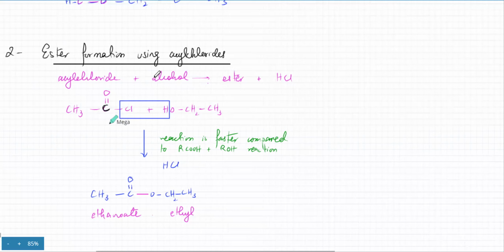This carbon over here, the one that you see in the acyl group, has a very strong positive charge. Why does it have a strong positive charge? Because now it's bonded to two electronegative elements. There's an oxygen as well as a Cl. So now the charge on the carbon atom is a lot more positive, and these lone pairs on oxygen are going to get very strongly attracted. So the reaction is going to happen at a much faster rate.